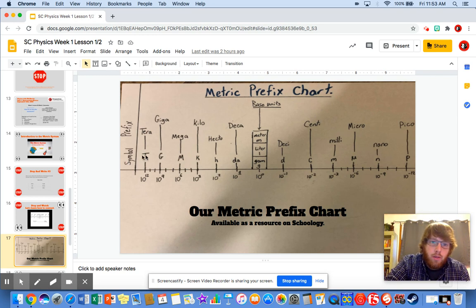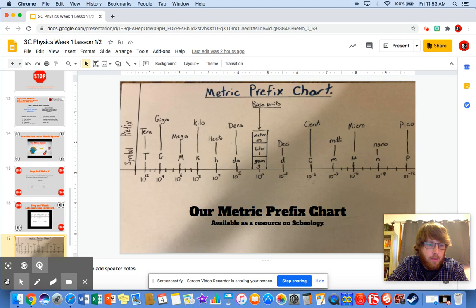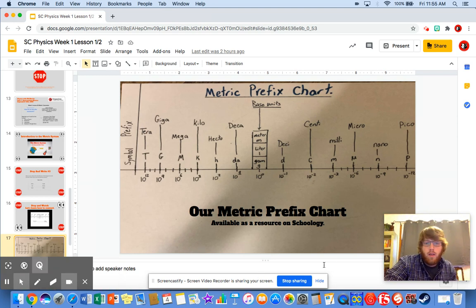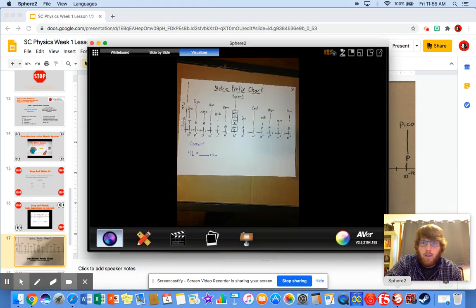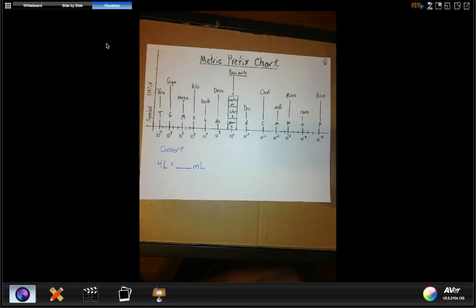So we have our symbols, we have our prefixes, our base units of meters, liters, and grams, and once again, prefixes and symbols. So let's check out a few examples. All right, so let's pull up our first example here, make it full screen. So here we have our chart. I gave an example problem. We're going to try to convert 4 liters into milliliters.